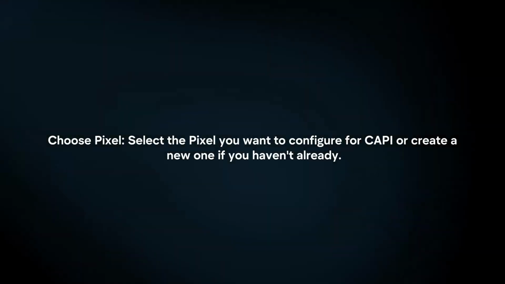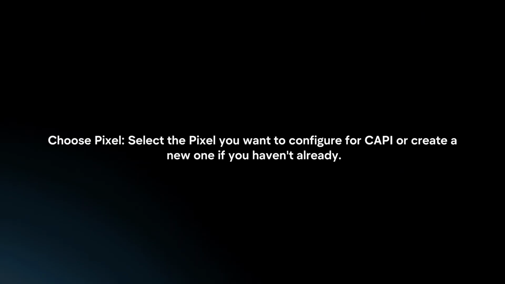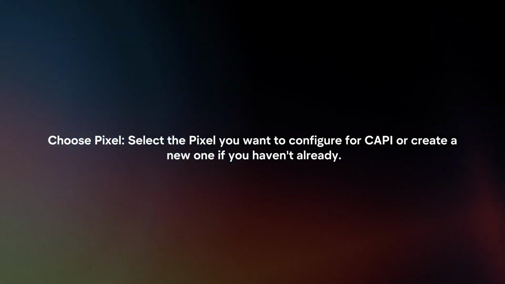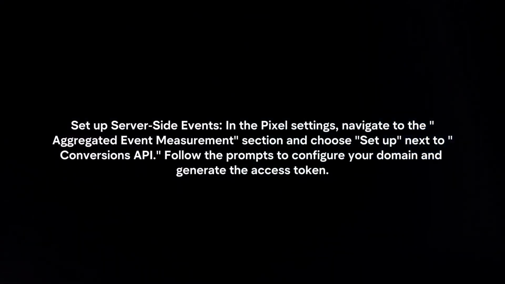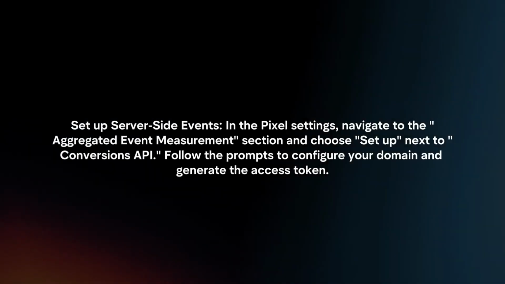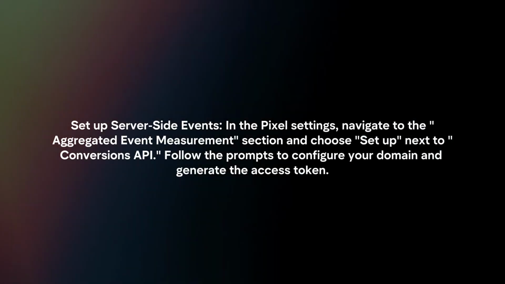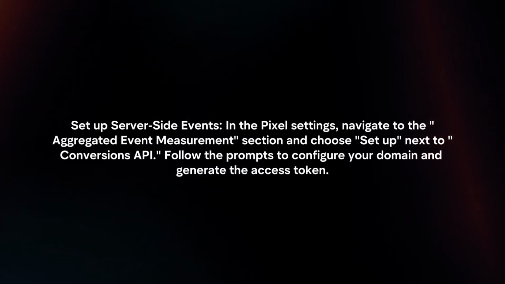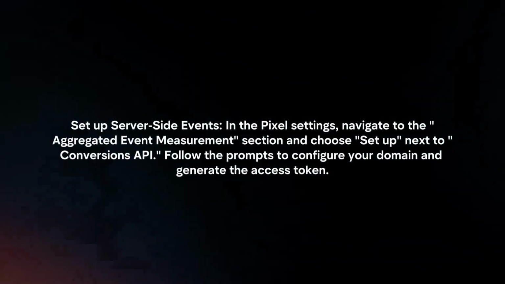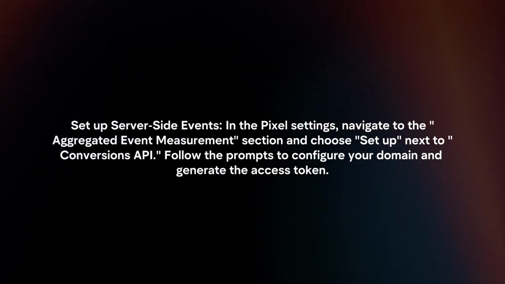Choose pixel. Select the pixel you want to configure for Conversion API, or create a new one if you haven't already. Set up server-side events. In the pixel settings, navigate to the Aggregated Event Measurement section and choose Setup next to Conversions API. Follow the prompts to configure your domain and generate the access token.